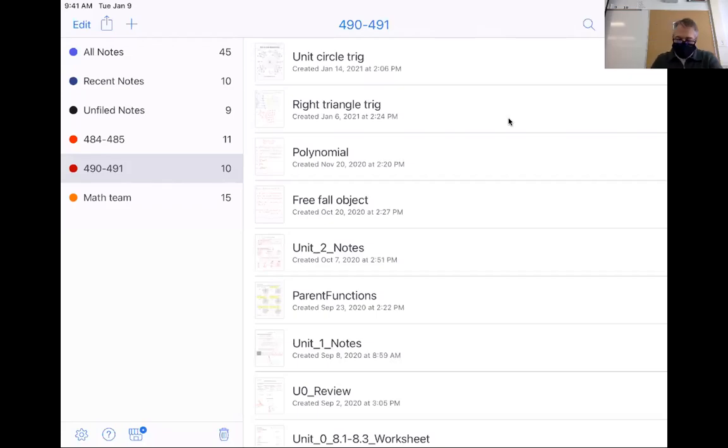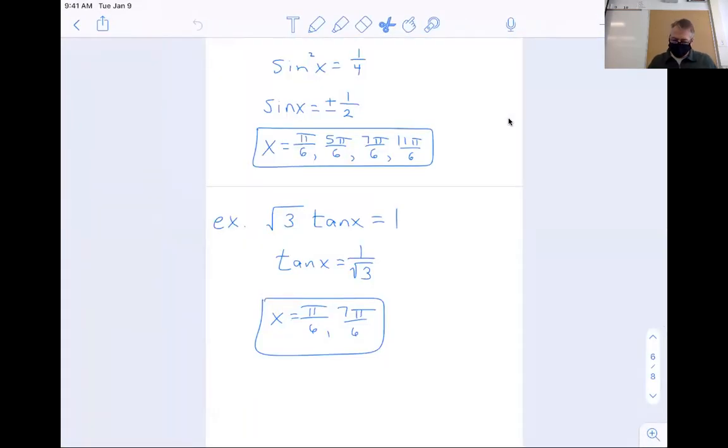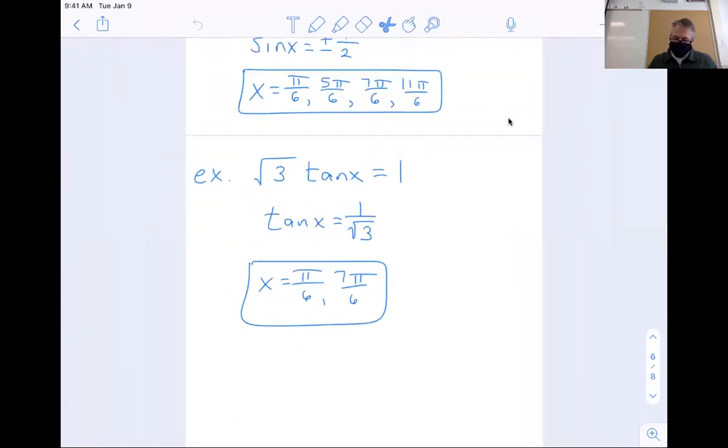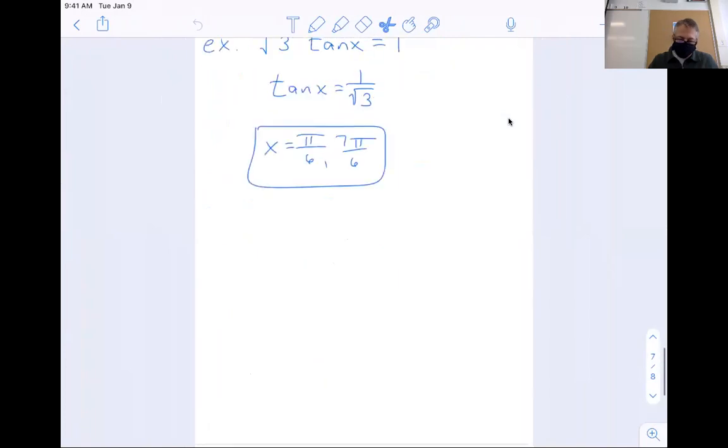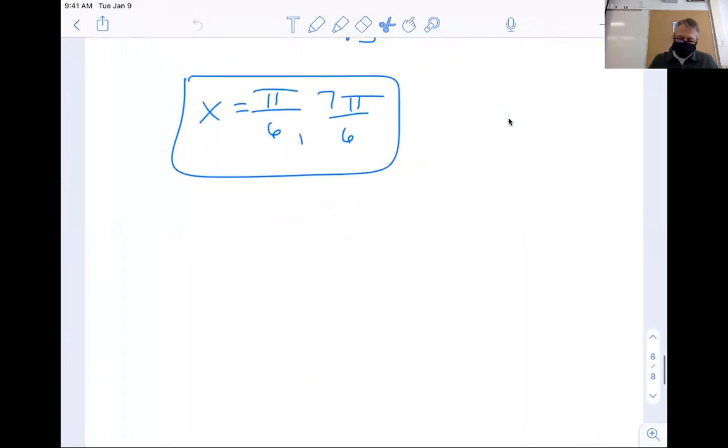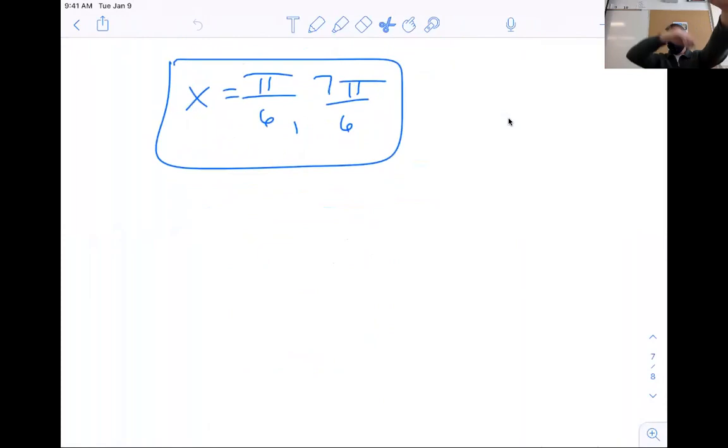All right, we're in our note sheet, and I'm going to add to the unit circle trig note part. We're going to be graphing sine and cosine graphs. We left off solving trig equations, and we've been doing all kinds of equations and evaluating things like that. This is different. We're going to be graphing.